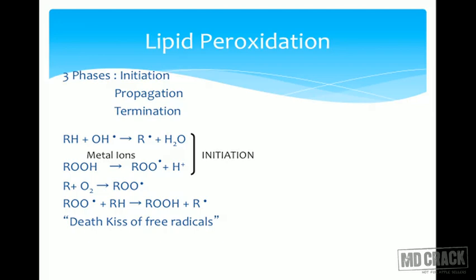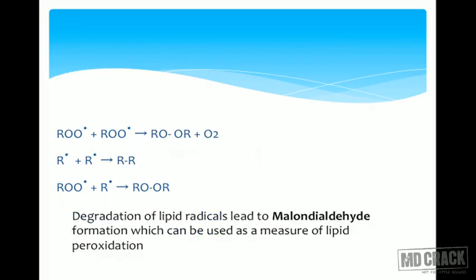So this is the initiation phase and this is the propagation phase. But can it terminate? Yes, it can terminate. There is a mechanism by which it can terminate, and this is known as the termination phase. Please look that two free radicals will react with each other to form a non-radical product. Two free radicals combine to form a non-radical product. So lipid peroxidation has terminated.